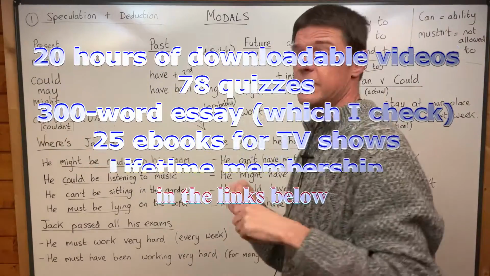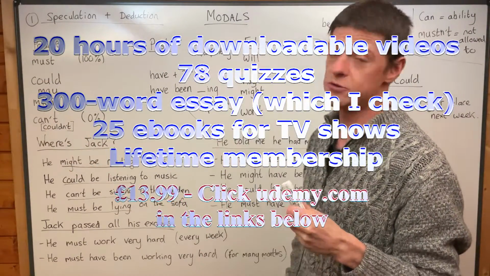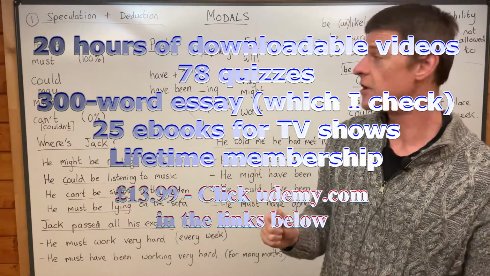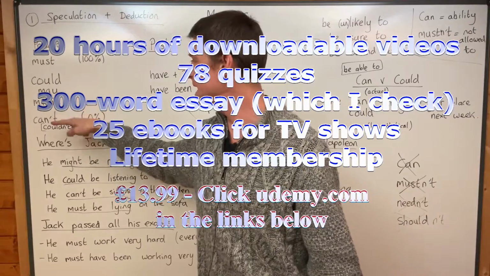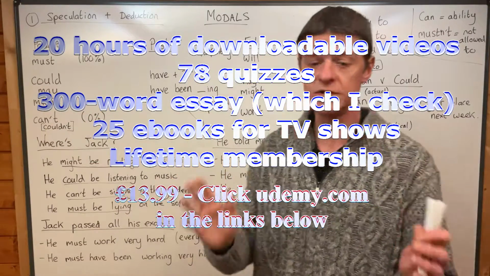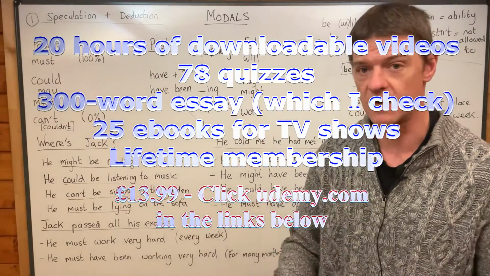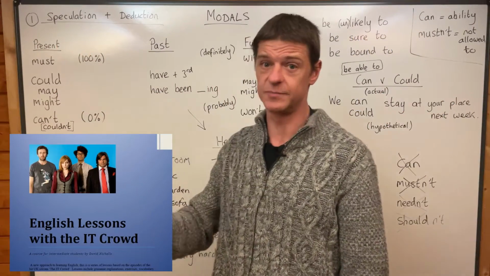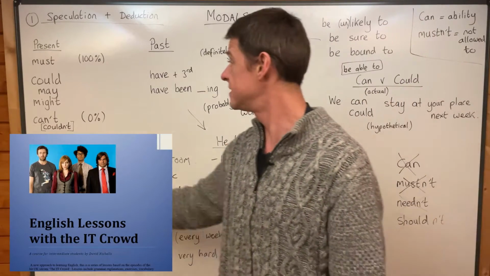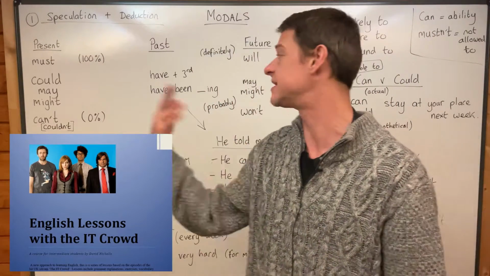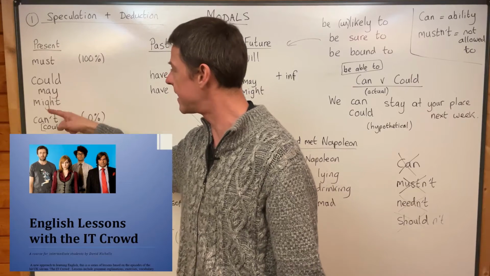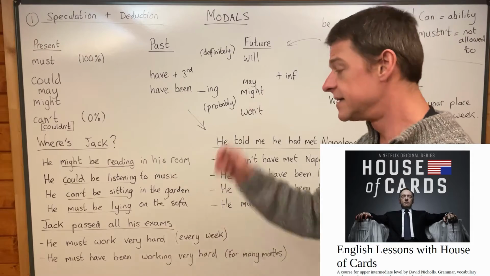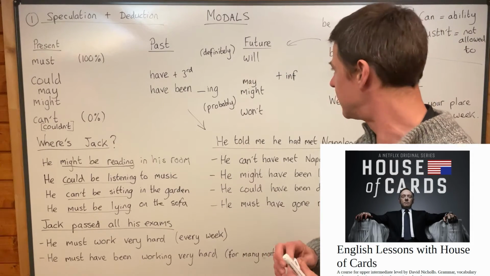Okay, welcome everybody to a class on modals of speculation and deduction. Remember that modal verbs are verbs like must, could, may, might, can't. If you want a definition of a modal verb, I would say it's a verb which doesn't add an S in the present simple form for he and she. Yeah, we say he runs, he plays, he jumps, he must, he could, he may, he might, he can't, he couldn't. So that's what a modal verb is. That's one way of understanding what a modal verb is.